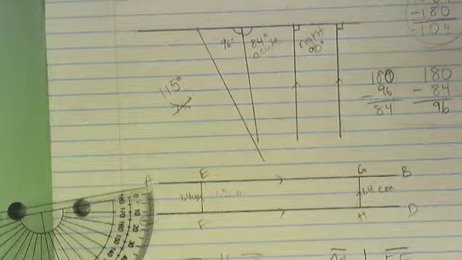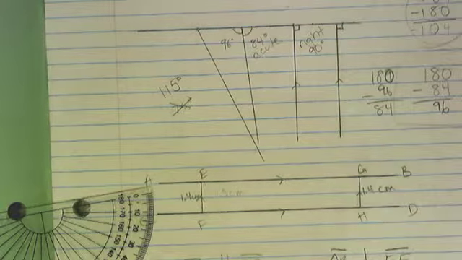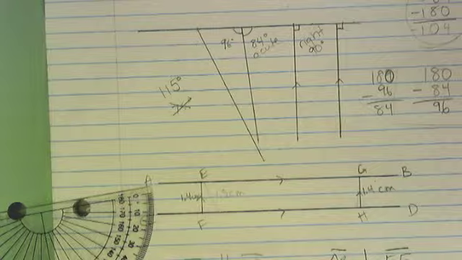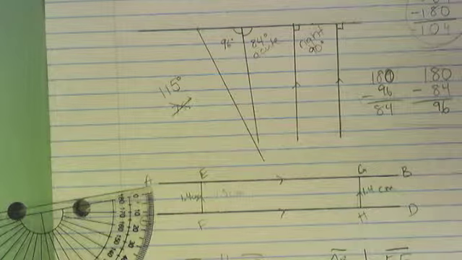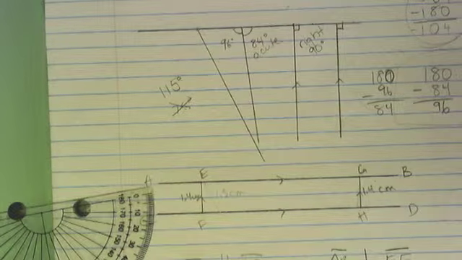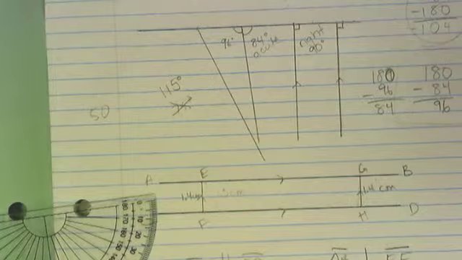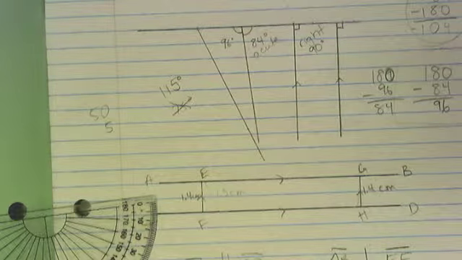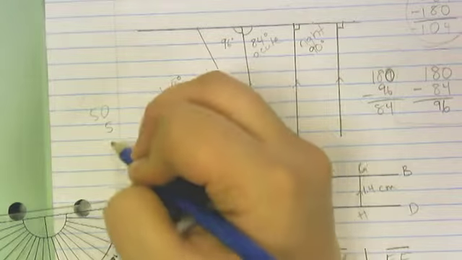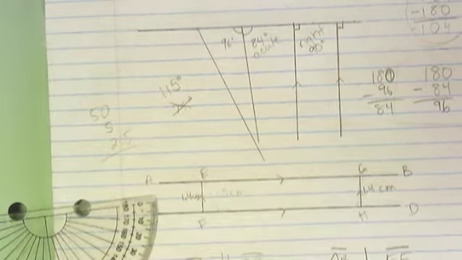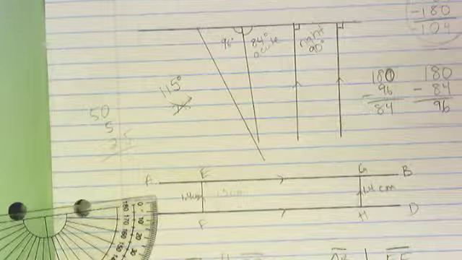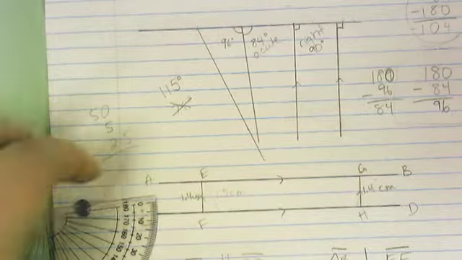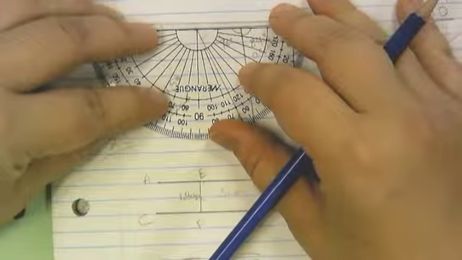Okay, and then I divide that into. Oh, come on. No. We're going to do this without a calculator. What's 100 divided by 2? 50. What's 10 divided by 2? What's 5 divided by 2? 2.5. What's 50 plus 5 plus 2.5? 57.5. So I get my protractor out.